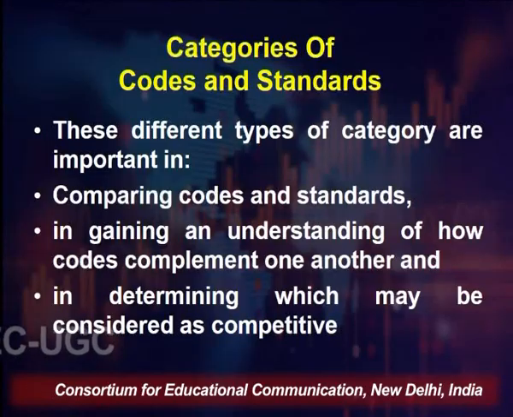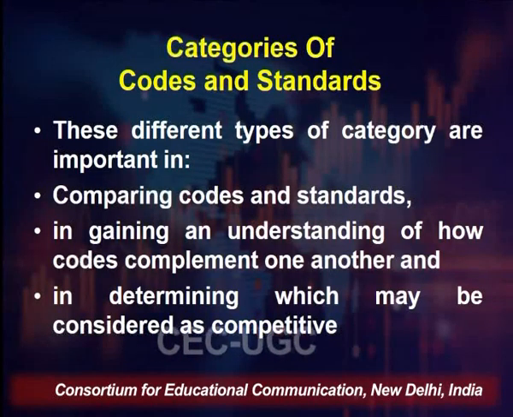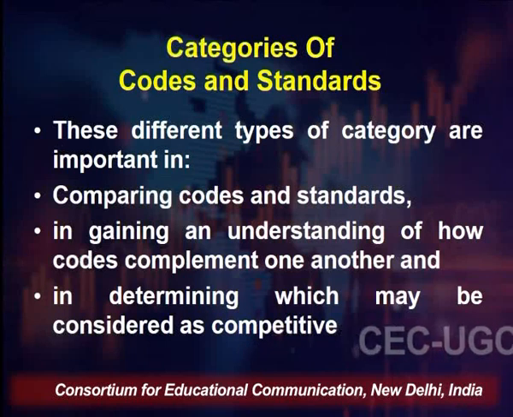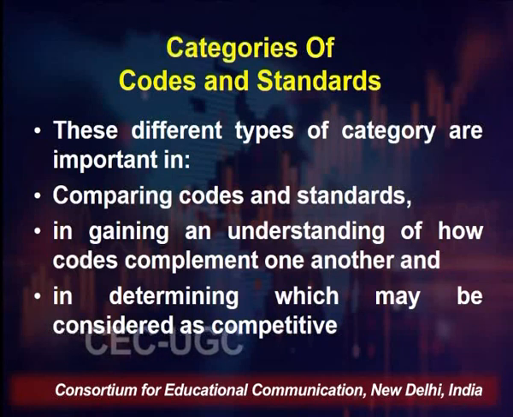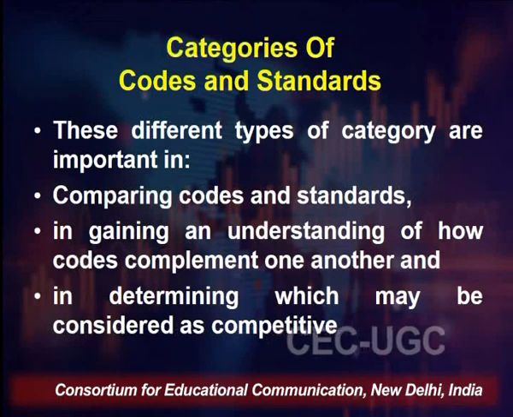The first reason, to my mind, is that we can have a comparison of codes and standards. It can increase our understanding of how codes complement one another. They are not competitive to each other, but complementary to each other. We can determine which may be considered competitive and which one is complementary. So the objective is to understand to what extent they are complementary to each other, and to what extent they are competitive in nature. We can have a sound, factual comparison of codes and standards if we have this kind of categorization.